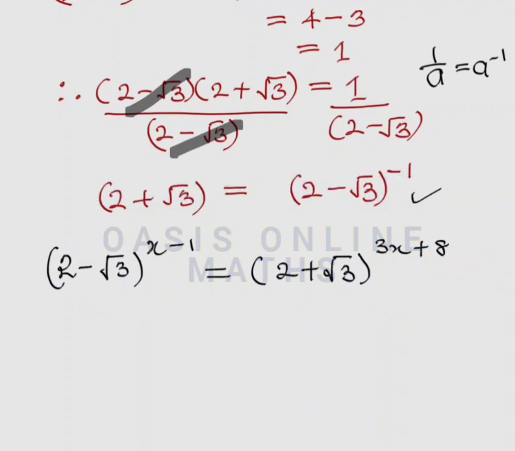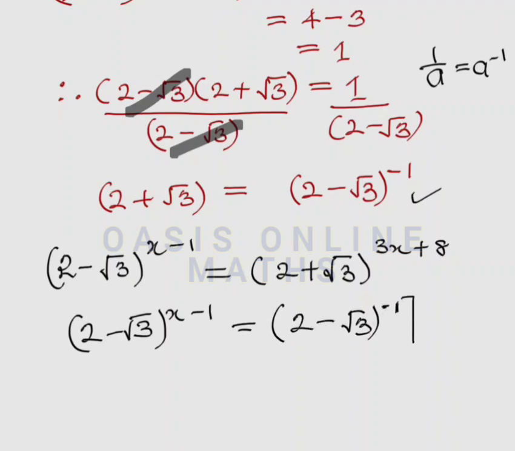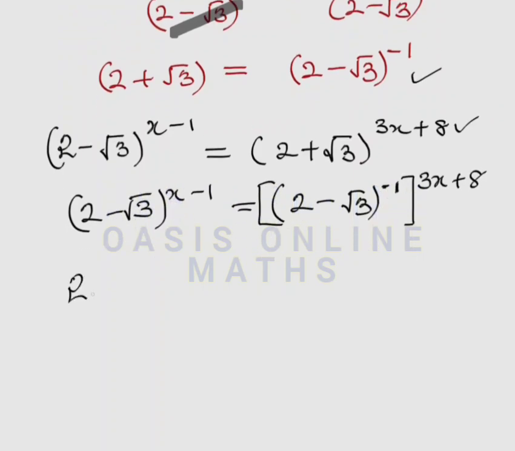So anywhere we see 2 plus root 3, as here we have it, we can replace it with 2 minus root 3 all raised to the power minus 1. So we have 2 minus root 3 all raised to the power of x minus 1 is equal to, then let's substitute this. We have 2 minus root 3 all raised to the power of minus 1, but don't forget we still have power 3x plus 8 here. So let's simplify our right hand side and let's see what we have.